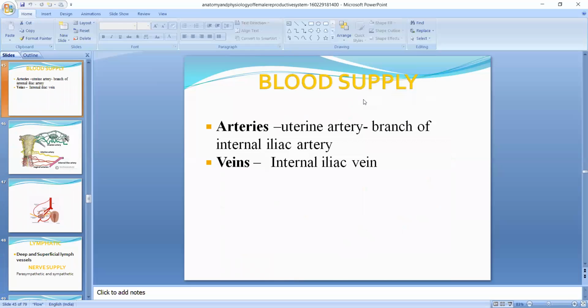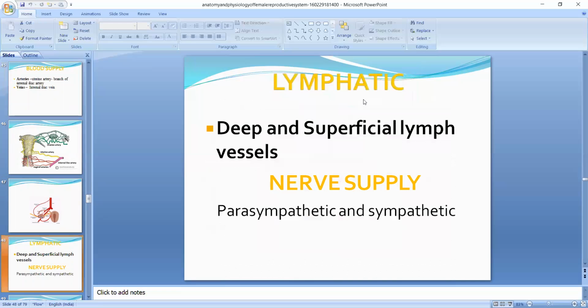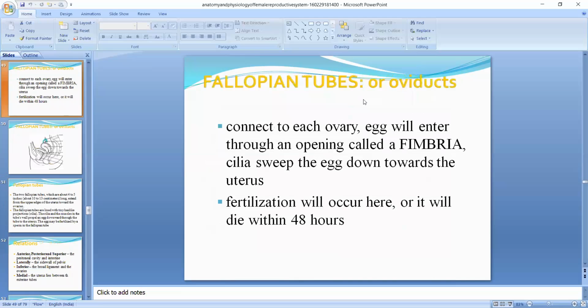Blood supply is the uterine artery, and the internal iliac vein drains the uterus. We can see here in this picture the blood supply of the ovary, uterus and vagina in a single picture. Lymphatics are also drained into the superficial and deep inguinal lymph nodes. And now the nerve supply, parasympathetic and sympathetic.